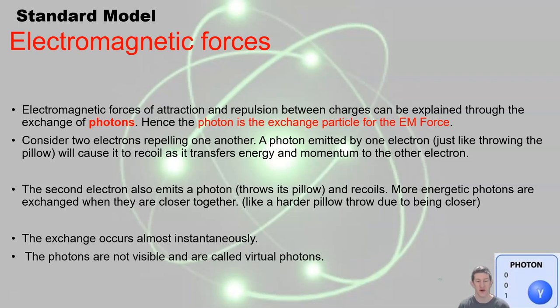These photons are not visible. These aren't the same photons we're talking about in light. You're not seeing tiny bits of light shooting between electrons. These are called virtual photons. So these are invisible photons.